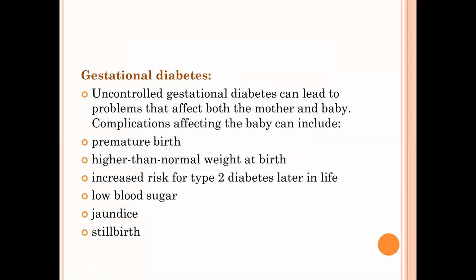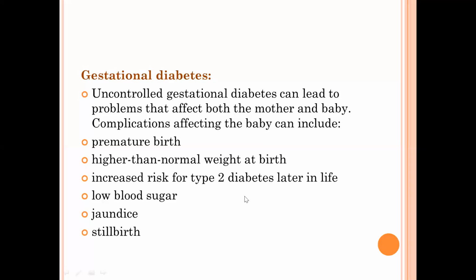Next is gestational diabetes. Uncontrolled gestational diabetes can lead to problems that affect both the mother as well as the baby. What happens? Premature birth, early delivery occurs. Higher than normal weight at birth. They'll be at more weight. Increased risk for type 2 diabetes later in life for the child or even for the woman. Low blood sugar, jaundice, stillbirth. These are the symptoms generally seen in the baby which is growing in the uterus. This is about gestational diabetes.